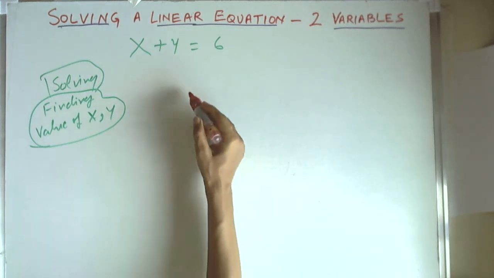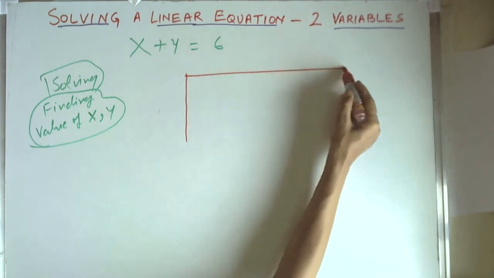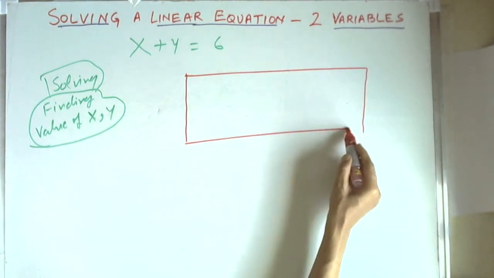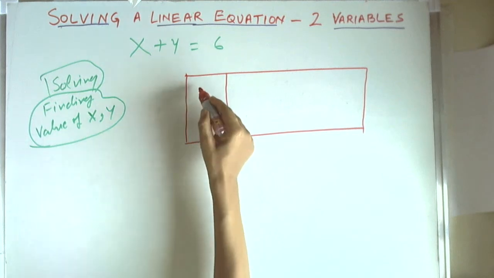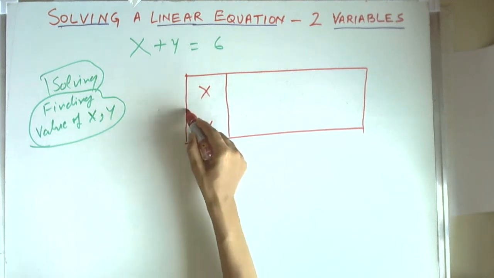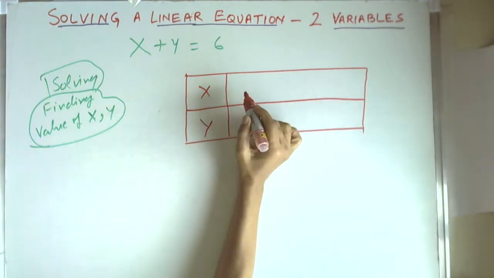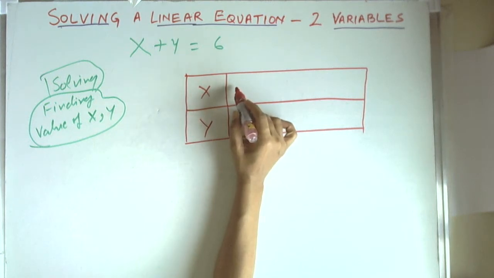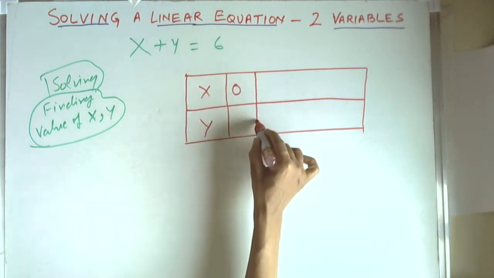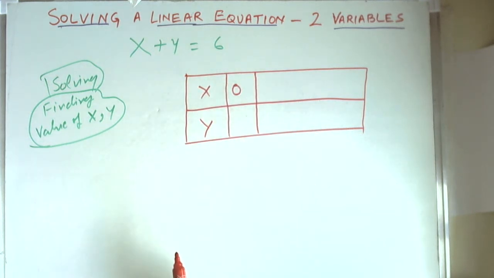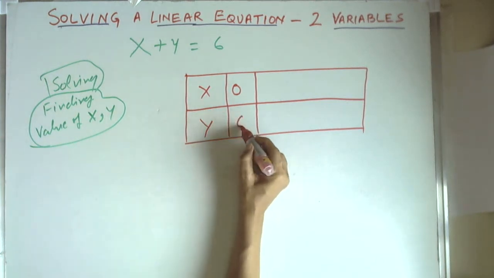And how to find solutions? We make a table. There are two variables, so we'll make a table with two rows, and we will substitute the value of x first, say it is 0, and then we will find the value of y for this equation. So if x plus y is equal to 6, then the value of y will be 6.